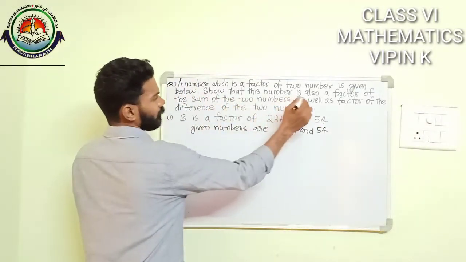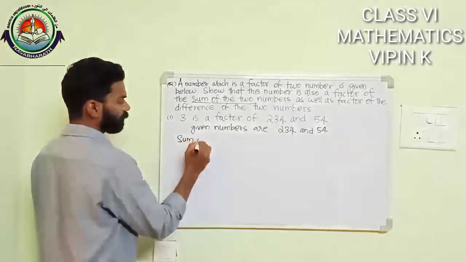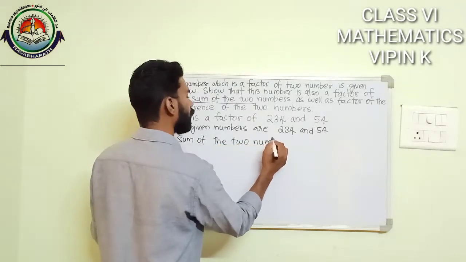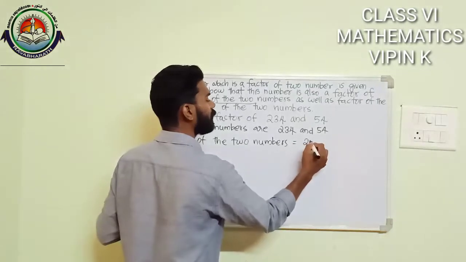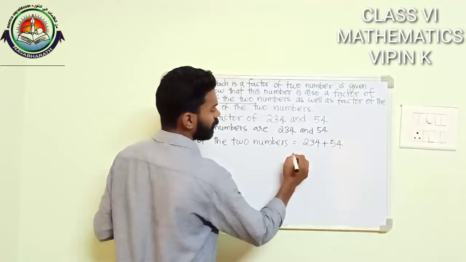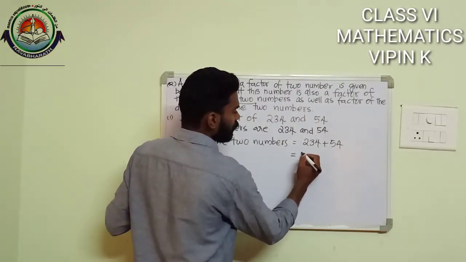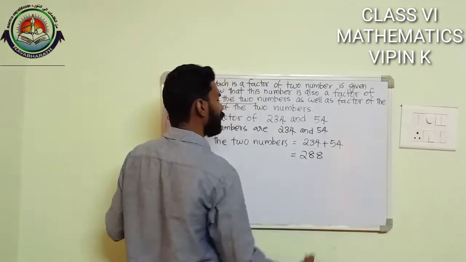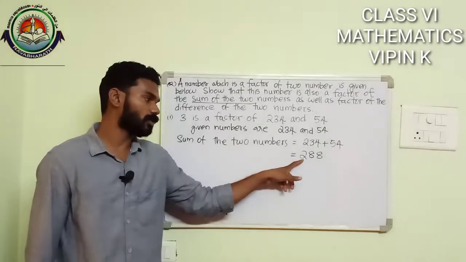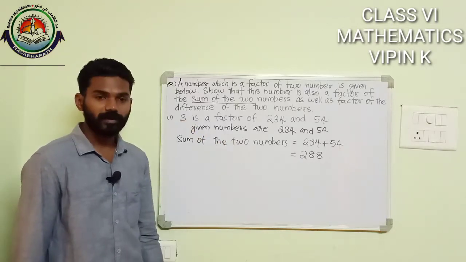What do you want to do first? You need to find the sum of the two numbers. So sum of the two numbers. What would be the sum? 234 plus 54. What would be the answer? 234 plus 54 would be 288.